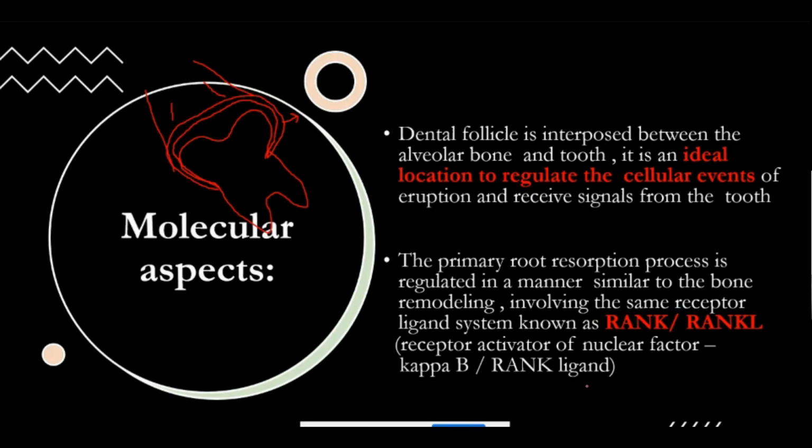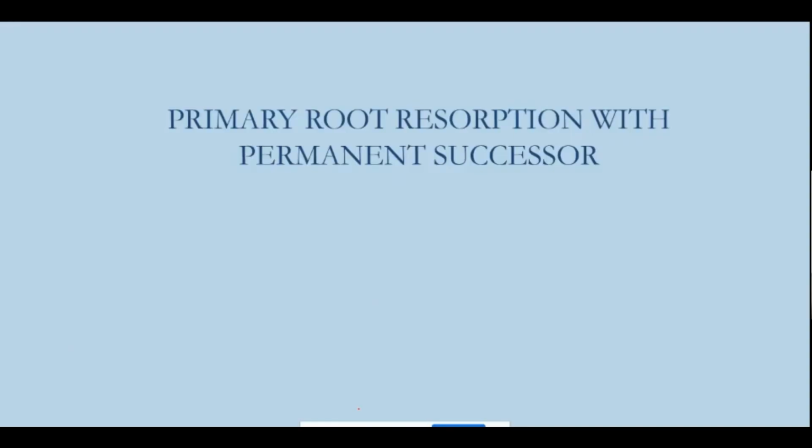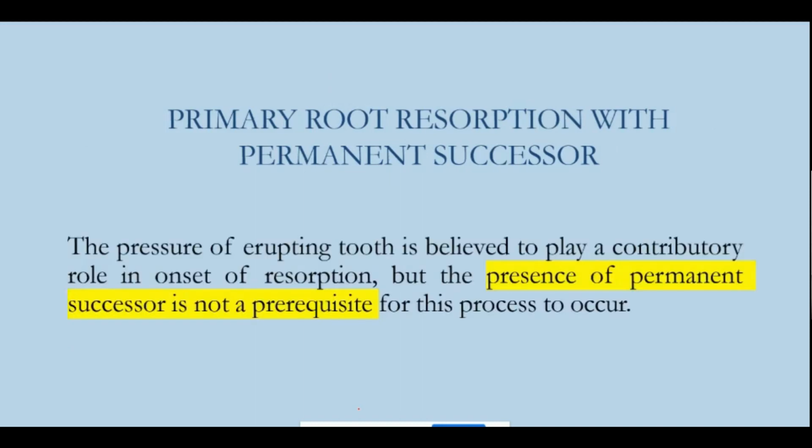It's a ligand system which causes the resorption in pathology, and the same factors are activated even during this physiologic process of shedding, okay? And that happens by the dental follicle. That's why it has a very important role. So whatever we read till now was about the primary root resorption with the permanent successor, but there are also cases where there was root resorption without any permanent successor.